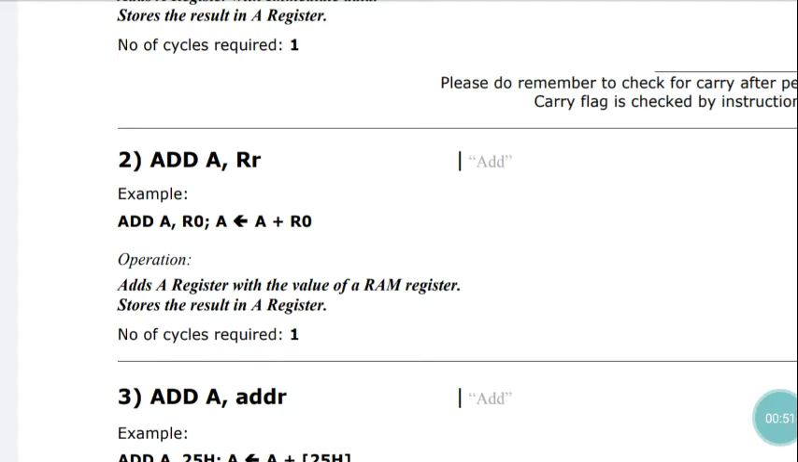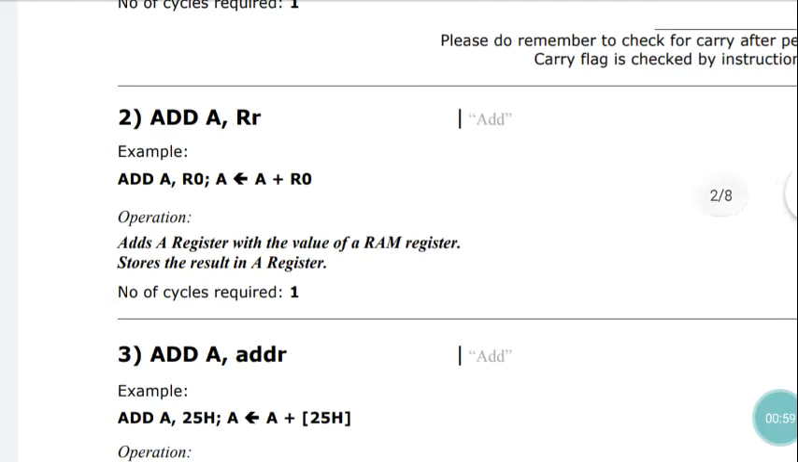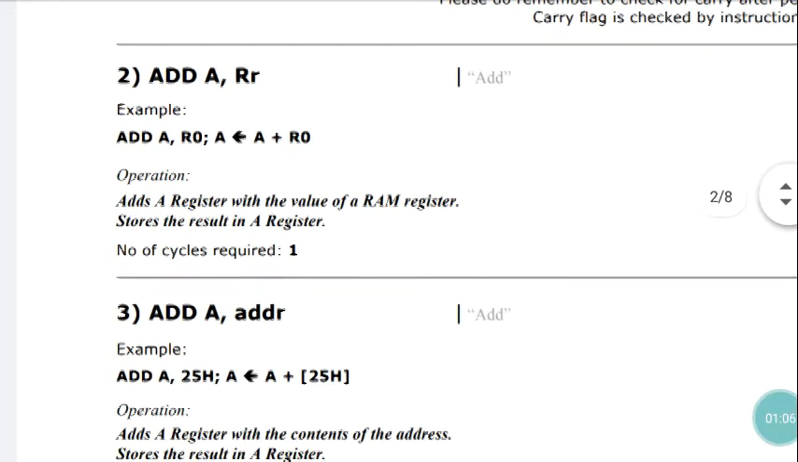Next, here addition between the accumulator and register. Register might range from R0 to R7. So in this example, I have taken the register R0. Here adding the A register with the R0 value, and then the result is saved into the A register.